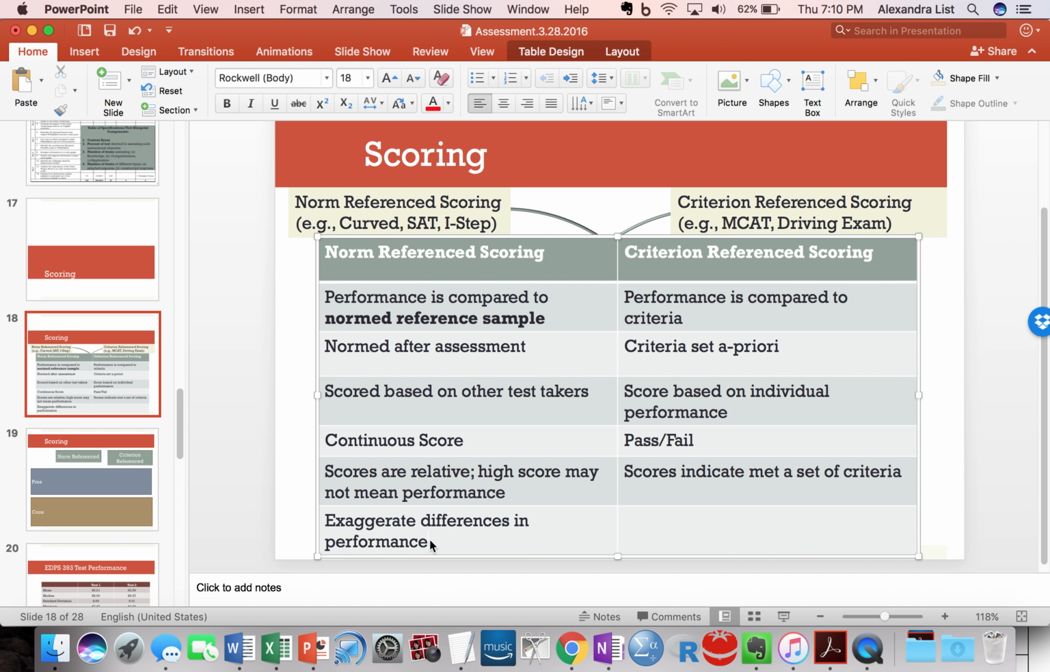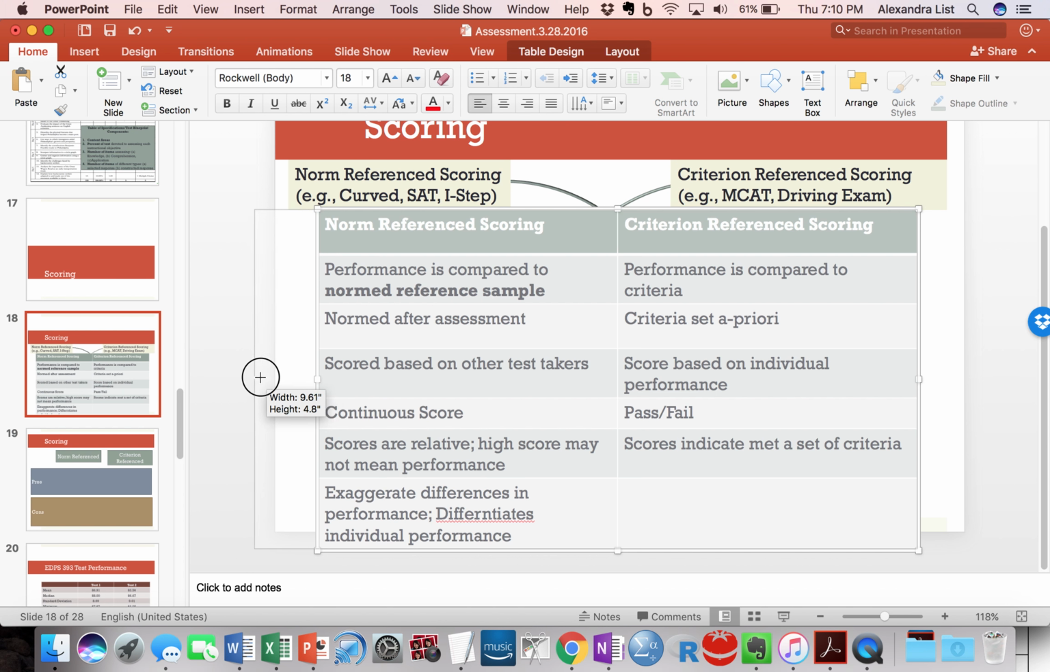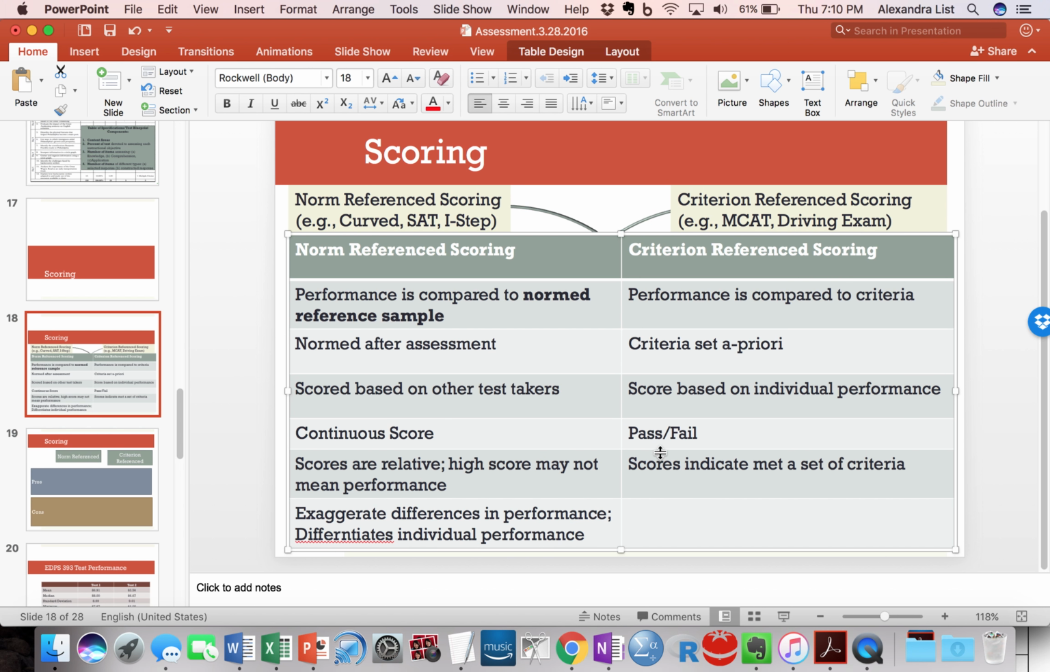And so what that means is, kind of as a benefit, we are able to look at differences in students' performance. It differentiates performance. So that even if everybody in my class is kind of getting a B on the test, I'm able to say who's doing better and who's doing worse. But of course, the downside of that is that it really exaggerates how students perform.